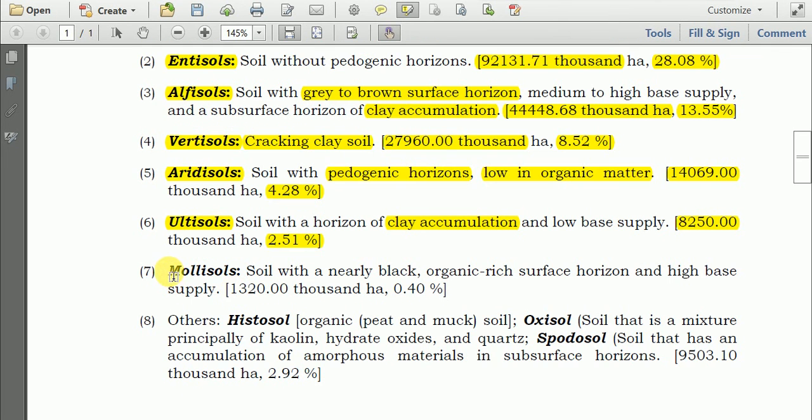Then next we have Mollisols: soil with a nearly black organic-rich surface horizon and a high base supply. This soil covers 1,320,000 hectares in India, and the percentage here is 0.40%. Now let us see Mollisols.